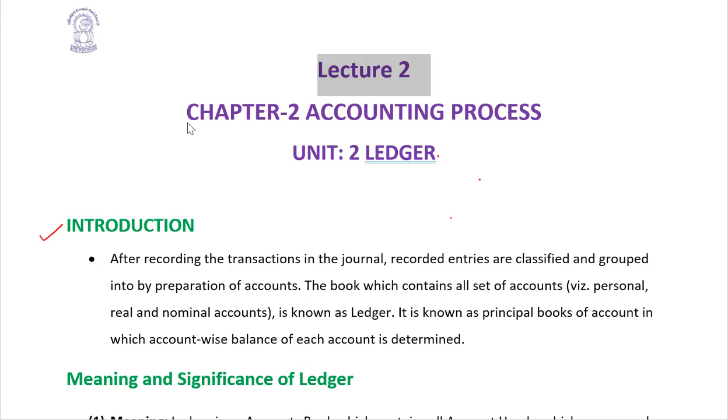So we'll try to understand in this lecture what we understand by the term ledger. The first step in the accounting process is journalizing, that is journal. After making journal or after passing journal entries, the second step is ledger posting. Ledger posting means transfer of journal entries from journal to ledger.